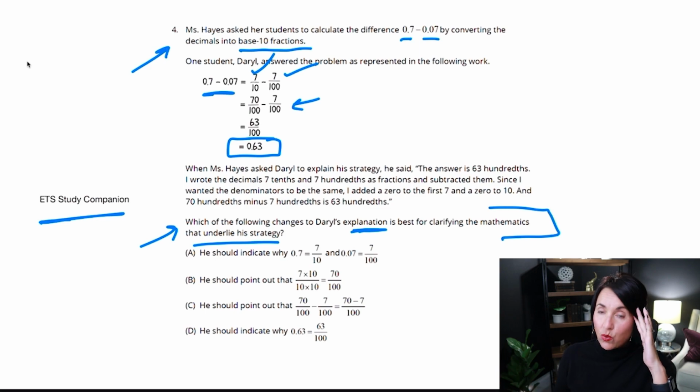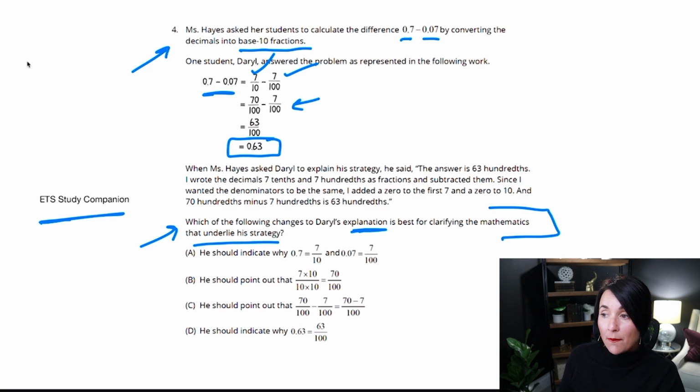All right, so let's see what Daryl has to say about his strategy. When Ms. Hayes asked Daryl to explain his strategy, he said, the answer is 63 hundredths. That is correct. I wrote the decimals 7 tenths and 7 hundredths as fractions and subtracted them.